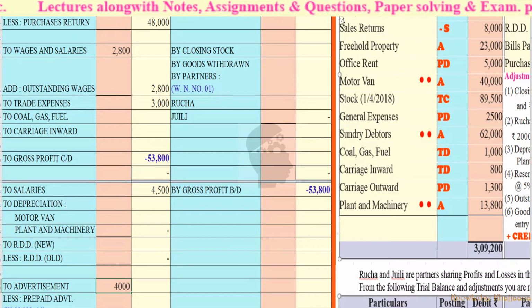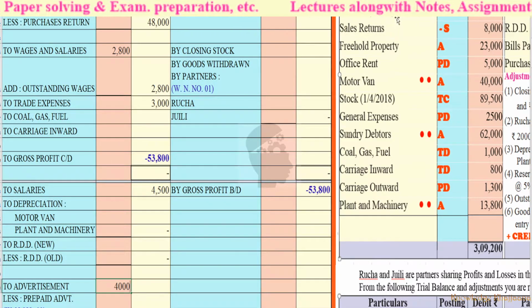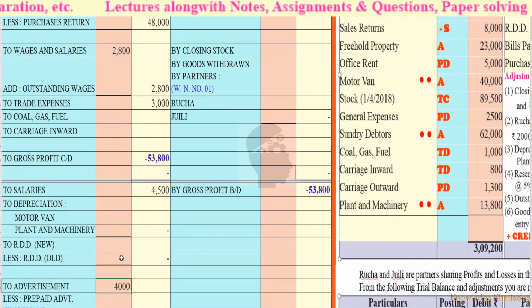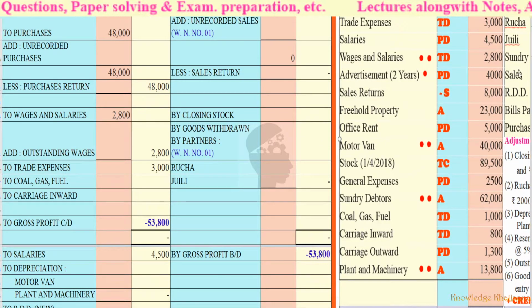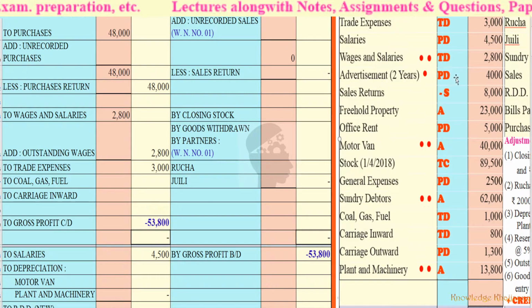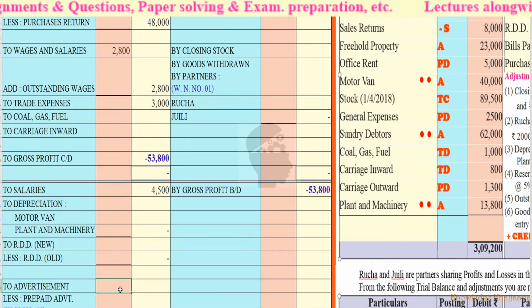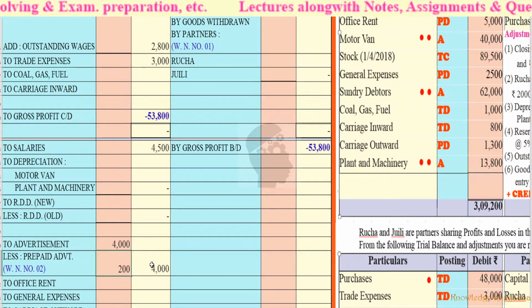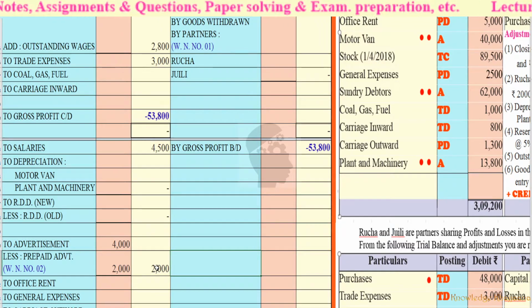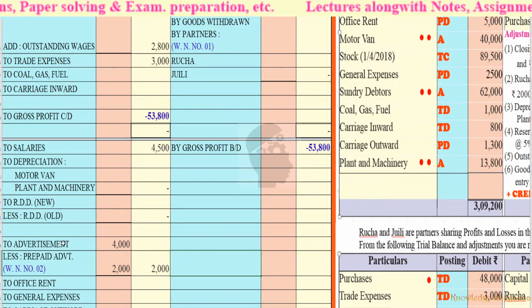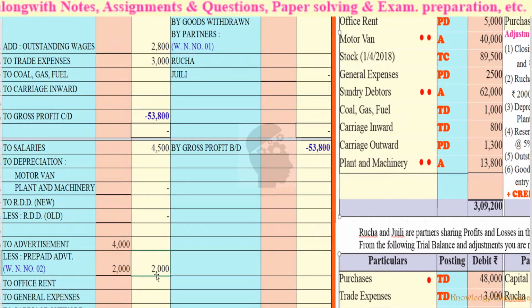For the internal adjustment against advertisement, the advertisement expenses given are rupees 4,000 for 2 years. That means for 1 year it is rupees 2,000. How much advertisement expense have you paid in advance for next year? Rupees 2,000. That is prepaid advertisement, so we will deduct that much prepaid advertisement from the advertisement. The remaining amount was due for this year.